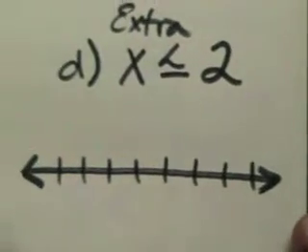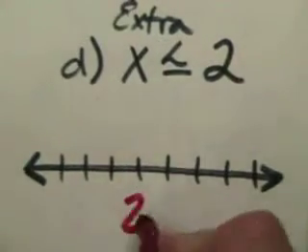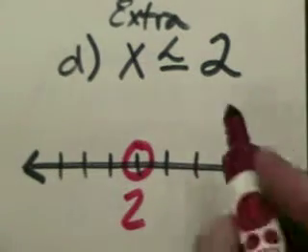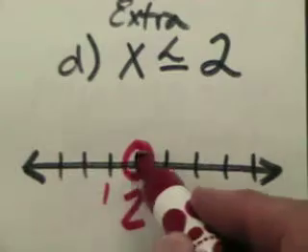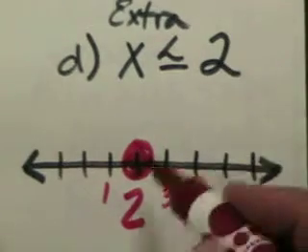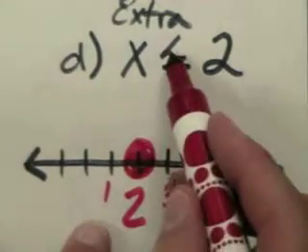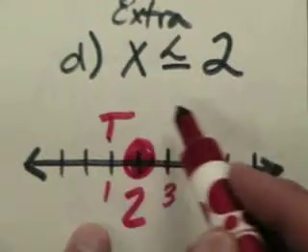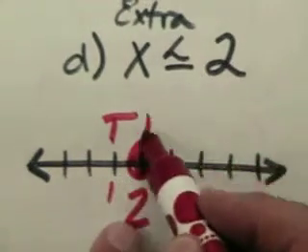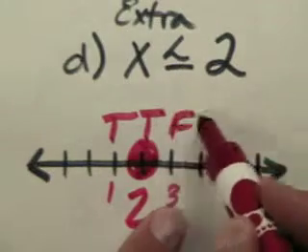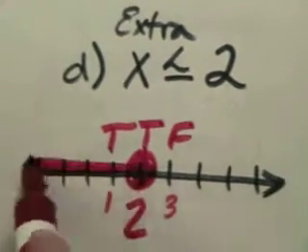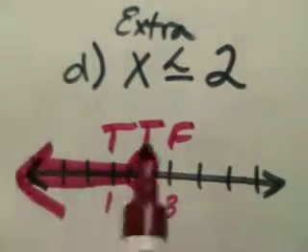Okay, next one. Break point is going to be at 2. There's going to be a circle there, and it's going to be filled in because this is or equal to. I'm going to show you something that works here. 1 is less than or equal to 2. That's true. 2 is less than or equal to 2. That's true. And 3 is less than or equal to 2. That's false. So I can see that the direction is going this way. So I'm going to draw my arrow.